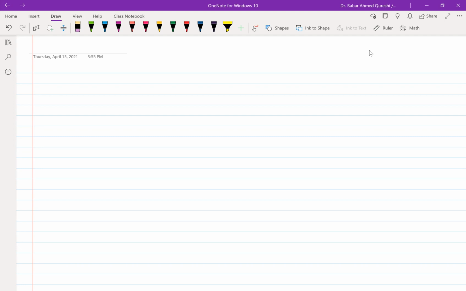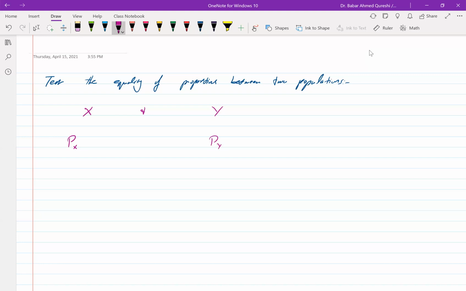So first, let's see how we can test the equality of proportions between two populations. So you have some yes or no question, and you have two populations, let's say population X and Y. On this yes or no question, there is a certain proportion in population X which answers yes to it or qualifies for it, while there is a different proportion py for the second population.